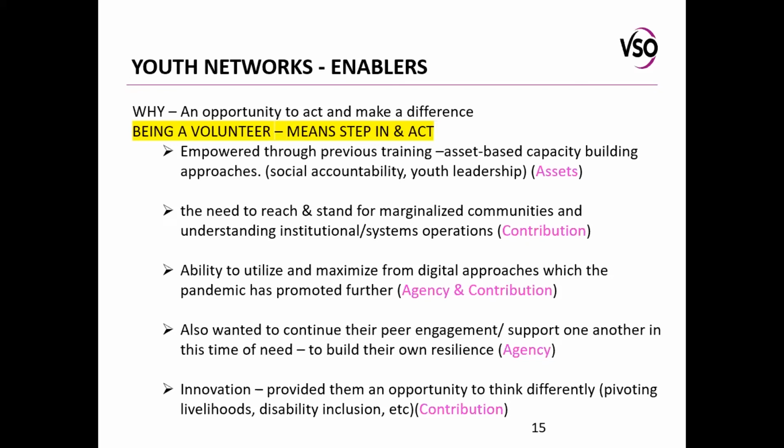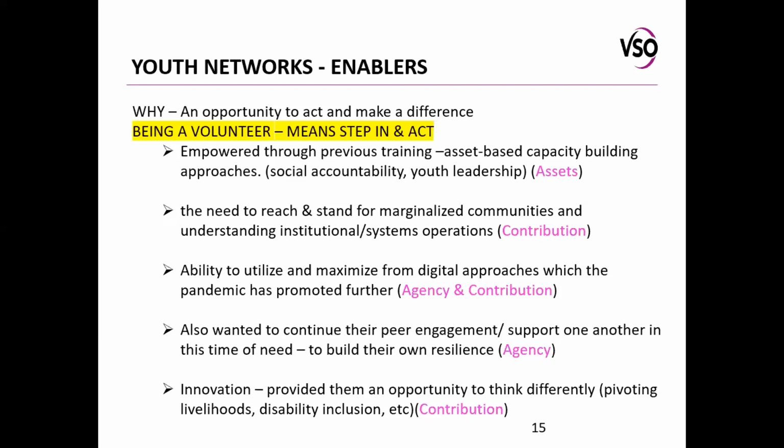And the third was their ability to utilize and maximize the digital approach, which the pandemic has promoted in its own way. So that allowed them to have agency, even when the restrictions didn't allow them to go out. They did have that agency to use the digital approach. At the same time, they also saw the value in the change that brought to many communities. They can reach different young people who can reach rural communities. So they saw that their actions can complement others who can move around in the cities, in the urban areas, and in the rural areas.